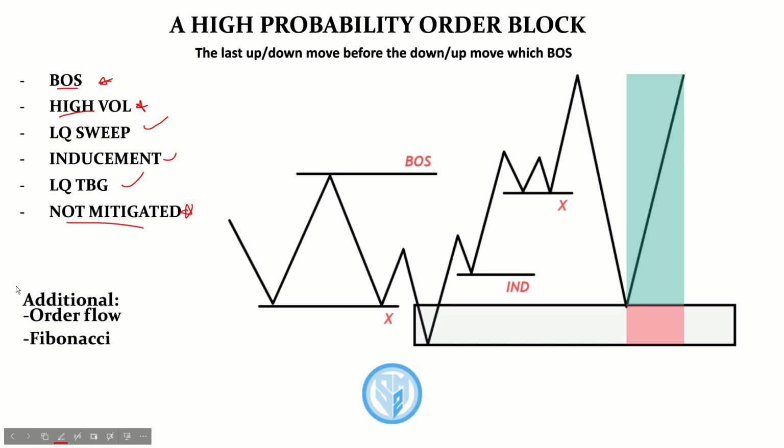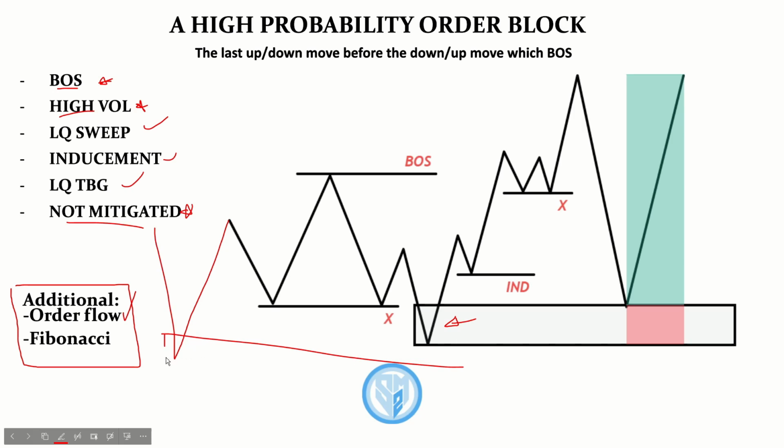And now some additional confluences, which are going to make our zones literally super rare and super probable zones, right? And are the most likely order blocks to work out, is when we have order flow. So for example, if this zone is from the reaction of a previous zone, right?